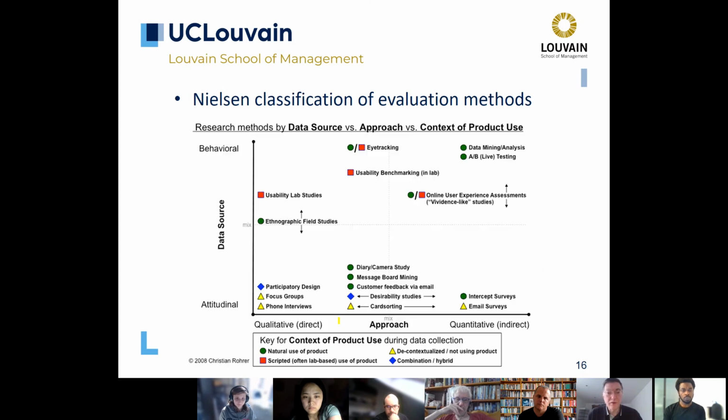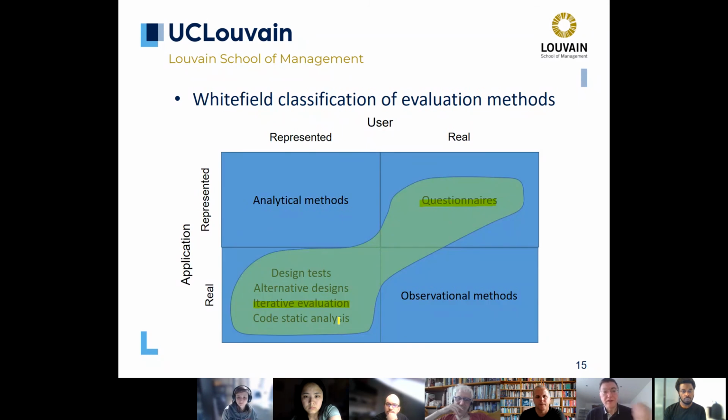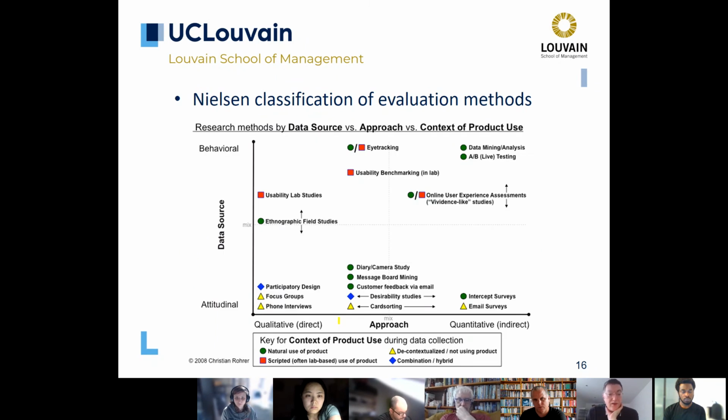So let me give you some examples of that. That was the classification from Whitefield, which was introduced in the 90s. More recently, Christian Rohrer, I'm sorry for the bad pronunciation, went a little bit further by also classifying evaluation methods according to two axes: whether it is qualitative, for instance, what do people think or what do people say, and quantitative, whether people are actually doing things.